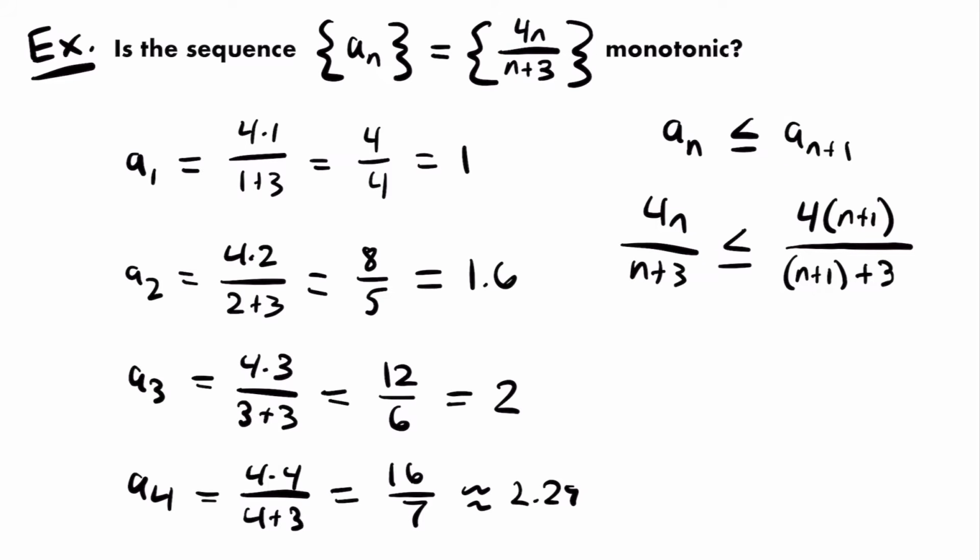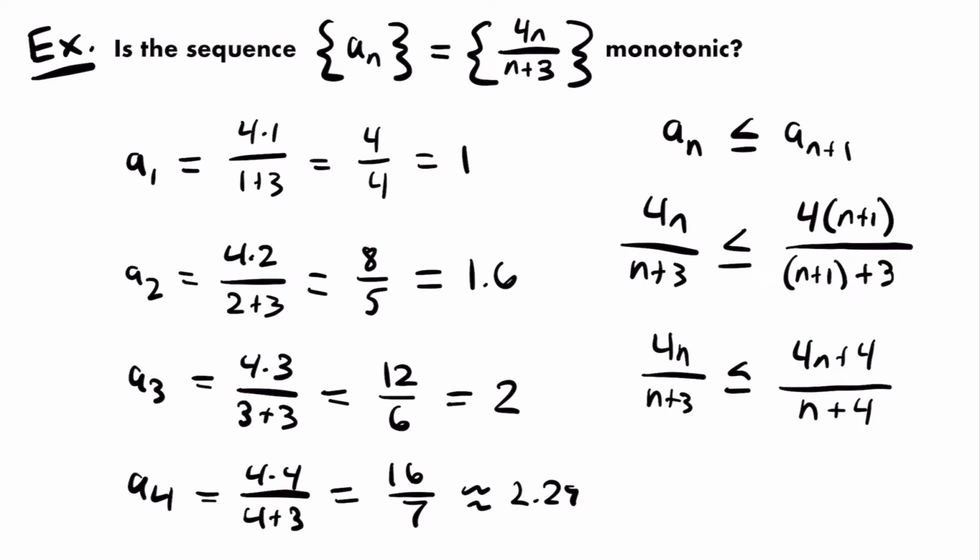Right? We just replaced each n in our sequence with n plus 1. Now if we simplify a little bit, we can distribute this 4 through this quantity and then add 3 and 1. So we'll have 4n divided by n plus 3 is less than or equal to 4n plus 4 divided by n plus 4. Alright, and so then what we want to do is simplify this inequality as far as we can up until a point where we can determine if that inequality is true.